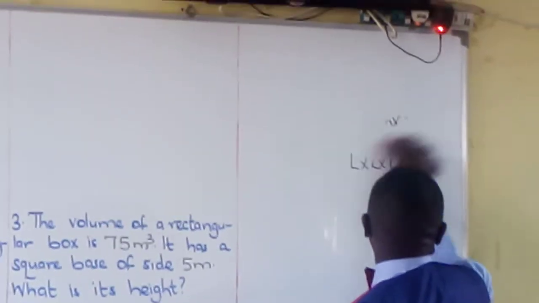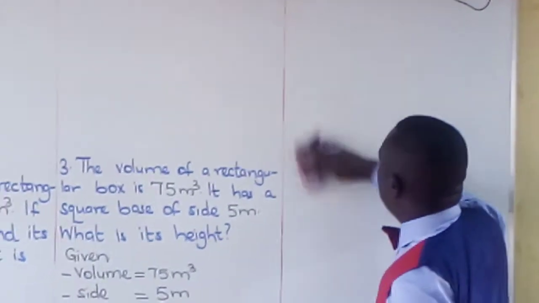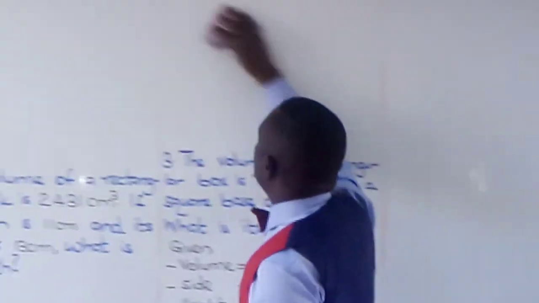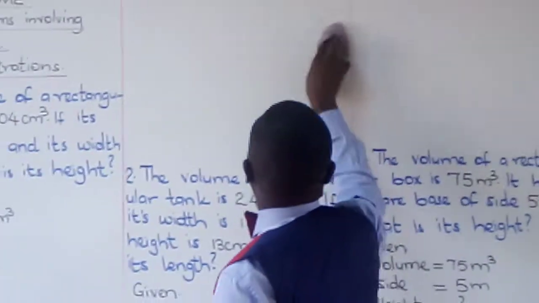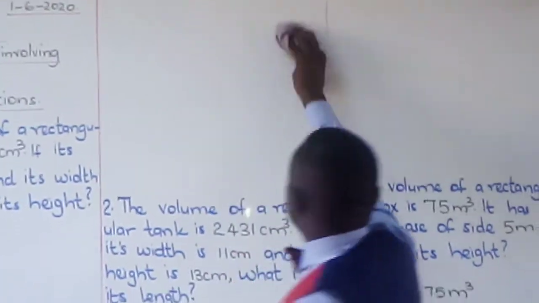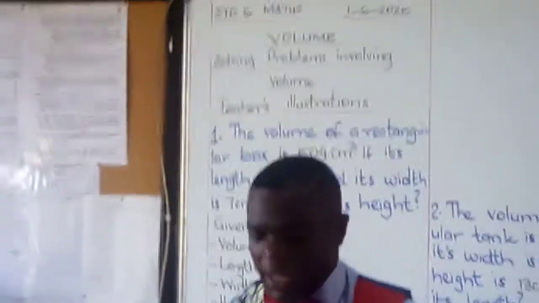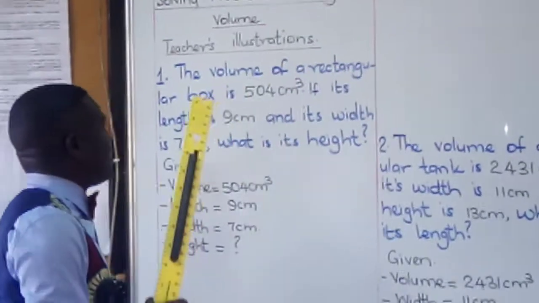Allow me to rub here because it will be vital. Keep your working space clean. Please work out in pencil to avoid dirtying your book. Now the question number 1 is here, boys and girls.